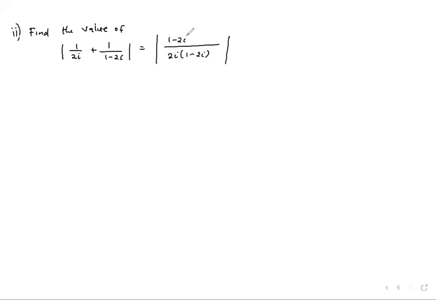2. Find the value of 1 over 2i plus 1 over 1 minus 2i. This is 2i, 1 minus 2i. In here, 2i in there, we get 1 minus 2i, and then plus 2i.